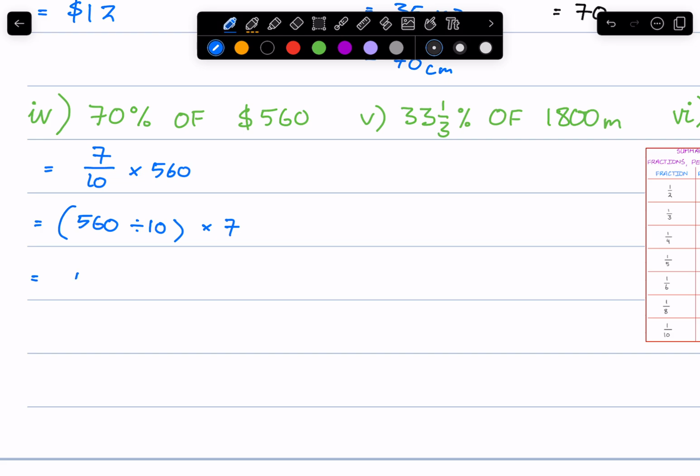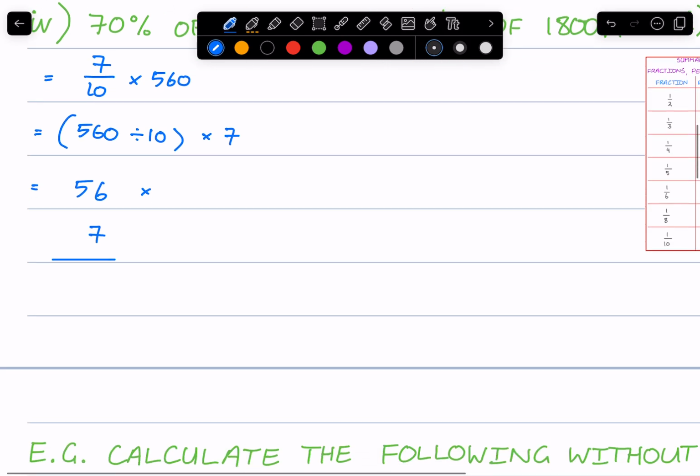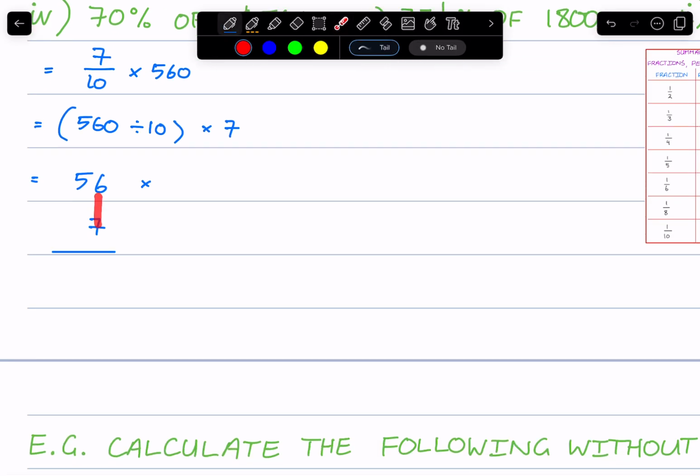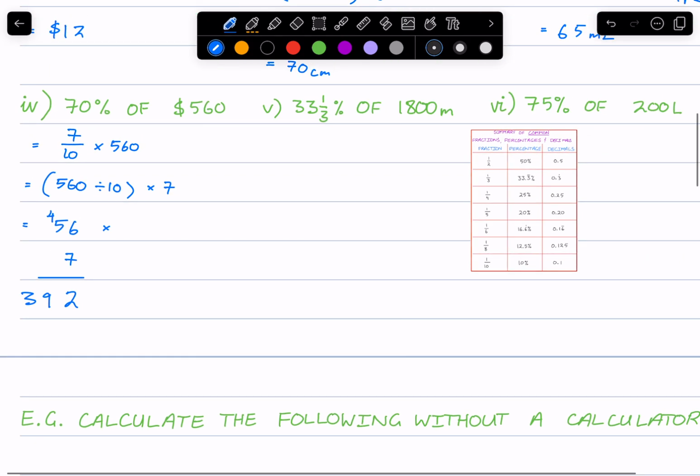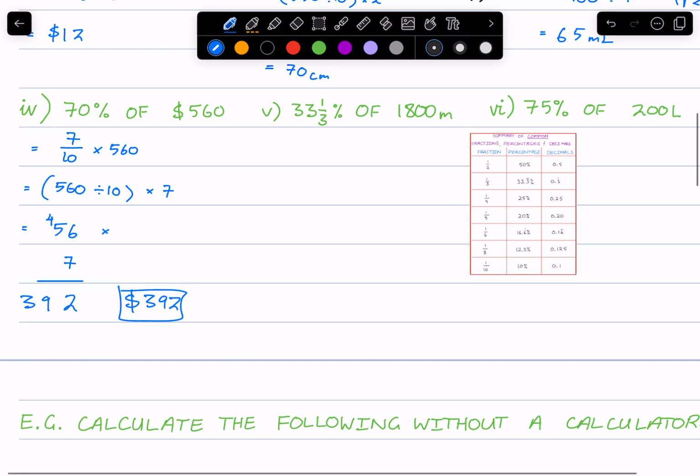So this becomes 56 times 7, which I'm going to write like so. This just becomes a column multiplication. 6 times 7 is 42. 5 times 7 is 35, add 4 becomes 39. So 70% of 560, the final answer is $392. Okay, let's keep going.